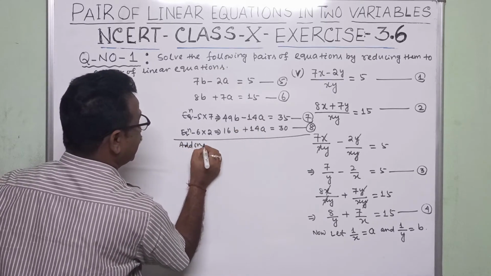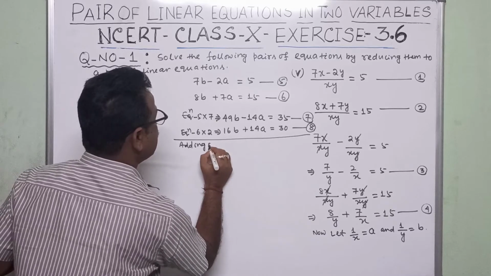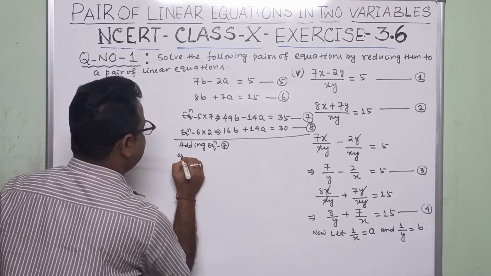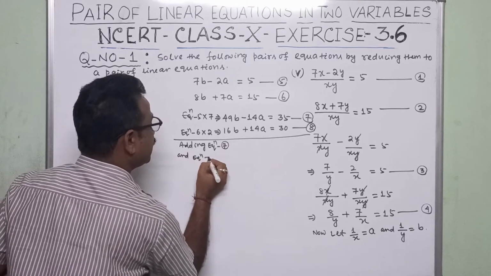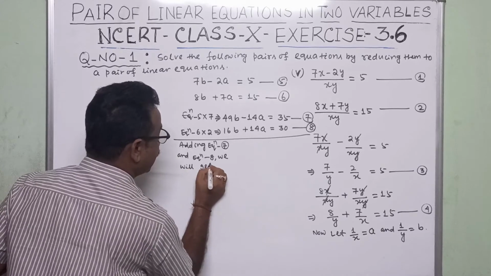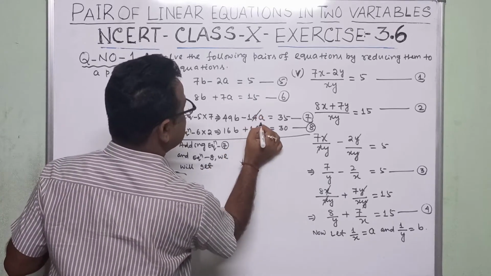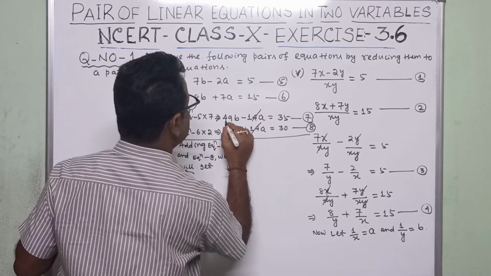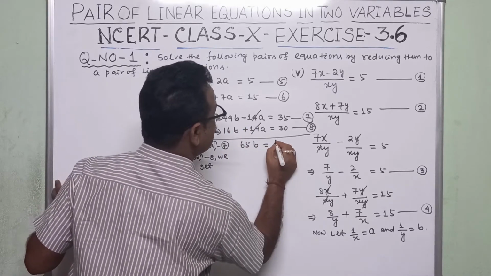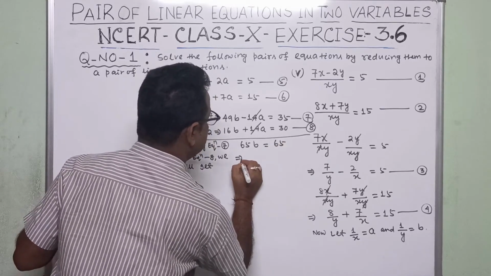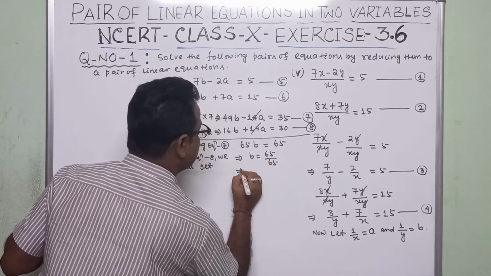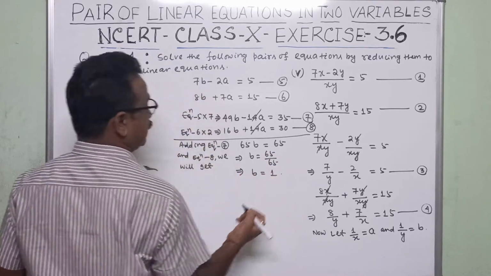So adding equation 7 and equation 8, we will get what? This cancels. So this is 65b is equal to 65. That implies b is equal to 65 by 65. That implies b is equal to 1.